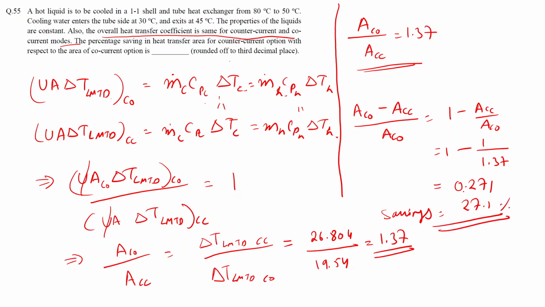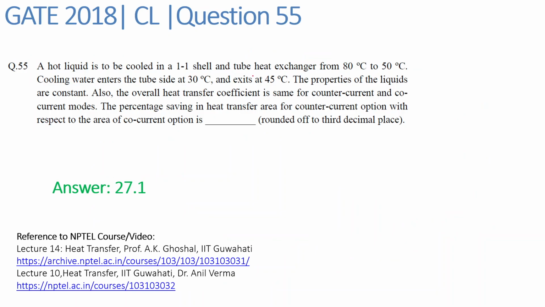So yes, if the mode of the flow is counter current, then we will observe 27.1% saving with respect to that of co-current flow. That is why we can go ahead with the counter current option, as we will be saving on the heat transfer area. Yes, the final answer we will report as 27.1.